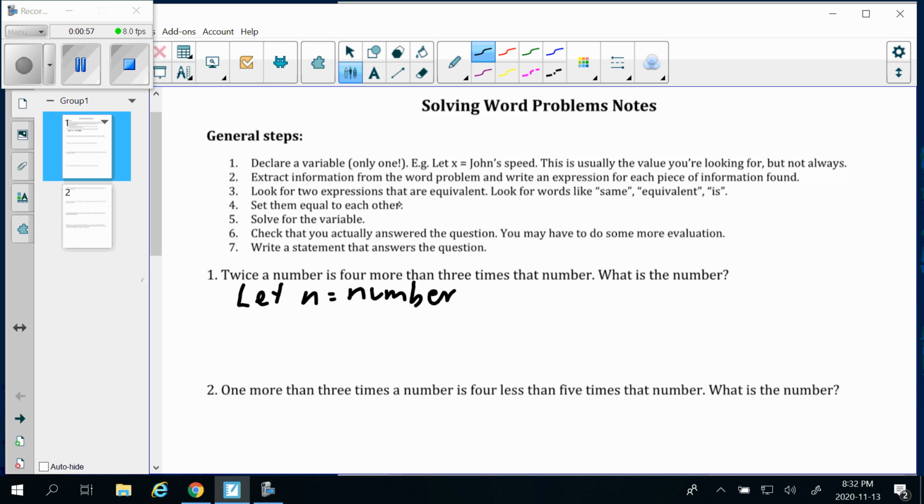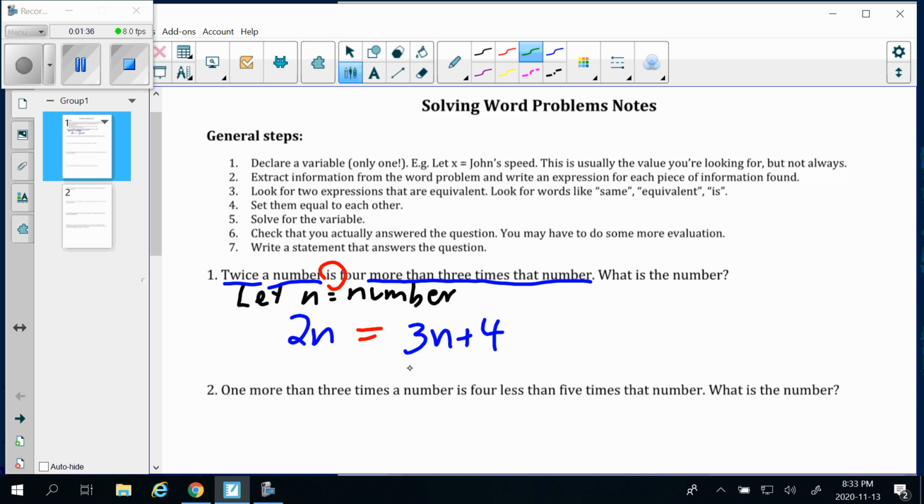Step 2, extract information from the word problem and write an expression for each piece of information that is found. So twice a number would be 2n, and 4 more than 3 times that number would be 3n plus 4. Look for 2 expressions that are equivalent. Look for words like same, equivalent, is. And we do have an is right here. So then we're going to set them equal to each other because this is equal to that. And then we're going to solve.